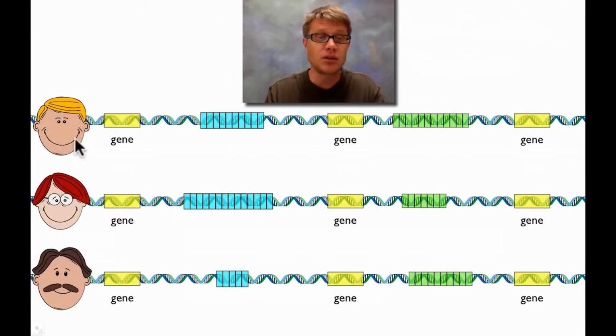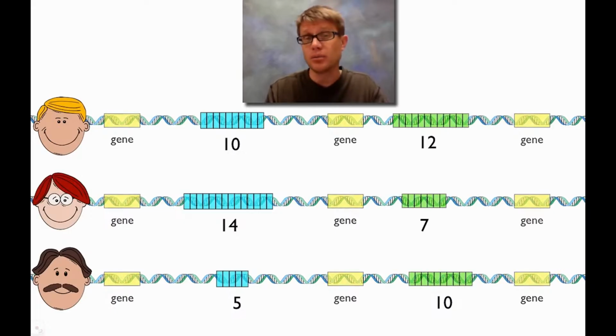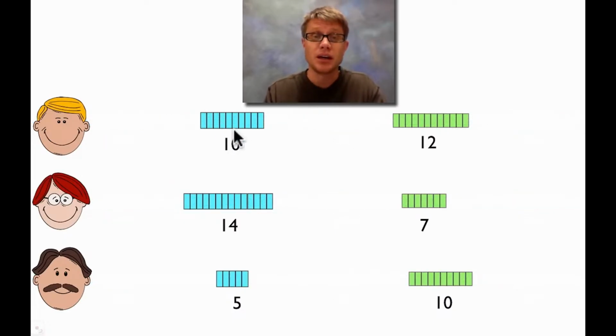Well, if we have these three individuals, we'll call this Mr. Blonde, Mrs. Red, and then Mr. Mustache. And so if we look at these three people, their genes are going to be the same, but these STRs are going to be different. These single or short tandem repeats are going to be different. You can see that Mr. Blonde has more than Mr. Mustache and less than Mrs. Red. And so if I make that a little bit easier to grasp onto, if I count them out and then remove everything else, what we get is variability between all individuals. Everything else was the same, but we see variability in here.